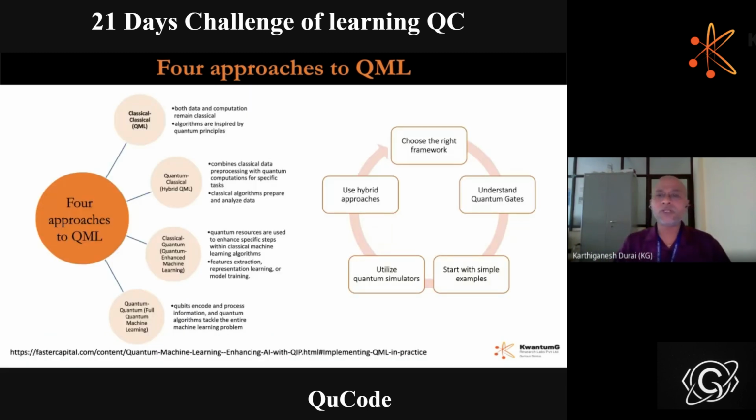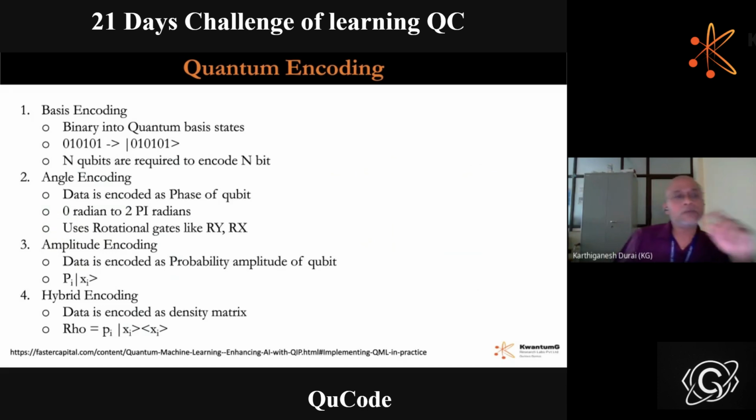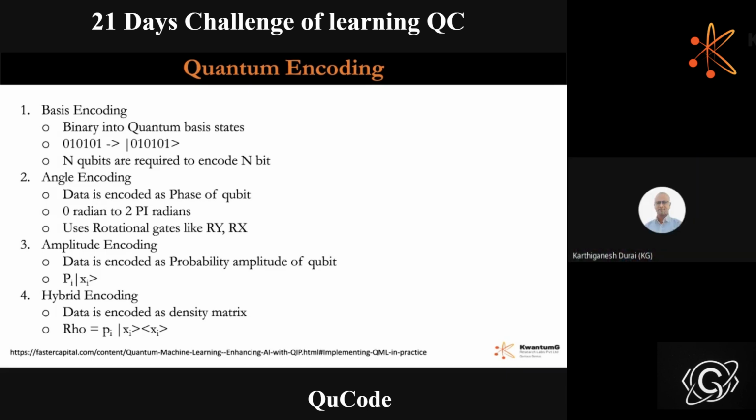And then next one is quantum encoding. There are four encodings: basis encoding, angle encoding, amplitude encoding, hybrid encoding. So this is an important concept in any quantum computing, but for QML it is very, very important. Why? Because quantum algorithms are processing quantum information, but we have only classical information. So in that case, how can we take care of the data?